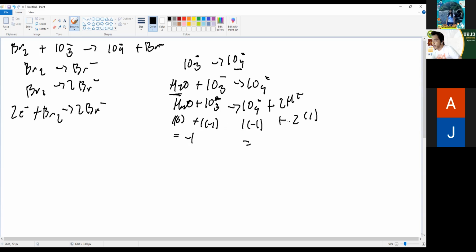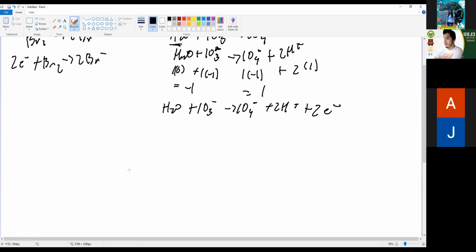Yan. So, balance na. Ngayon, kung makikita nyo, balance naman yung electrons sila, parehas 2 electrons. So, no need to multiply either half reaction. So, pwede natin sila kagad pagsamahin. So, 2 electrons plus Br2 will yield 2 Br negative. So, magiging H2O plus IO3 negative will yield IO4 negative.